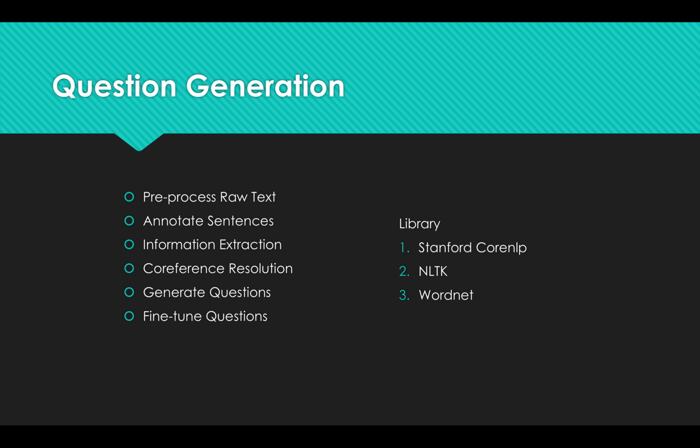First, let's talk about our question generation module. We have some modules that are used for this part. First, we have the pre-processing unit and we annotate the sentences. We use information extraction and co-reference resolution to extract some relation tuples from the sentences, and then we generate the questions and fine-tune them. We use the following libraries to do these tasks: Stanford CoreNLP, NLTK, and WordNet.